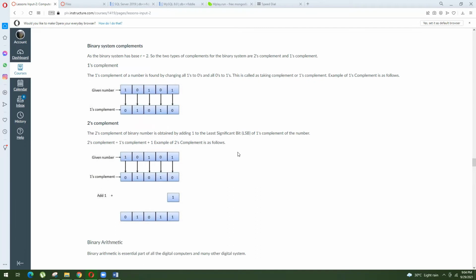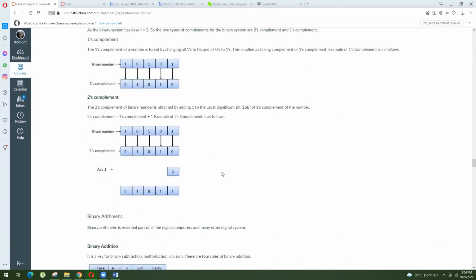The 2's complement of a binary number is obtained by adding 1 to the least significant bit of the 1's complement of the number. 2's complement is equal to 1's complement plus 1. Example of 2's complement is as follows. Take note. Given the number 10101, the 1's complement is 01010. Okay, in order to get the 2's complement, you add 1 to the 1's complement, starting from the least significant bit or least significant number.